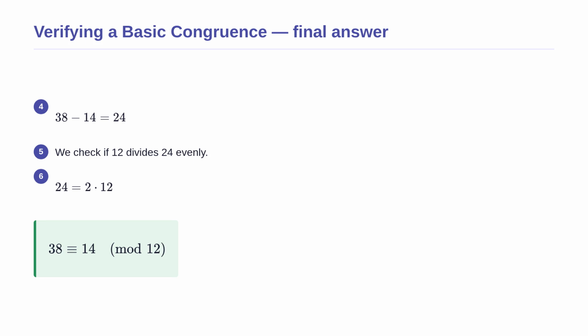Physically, this means if you wrap a tape measure around a cylinder with a circumference of 12 units, the marks for 14 and 38 will land on the exact same line.